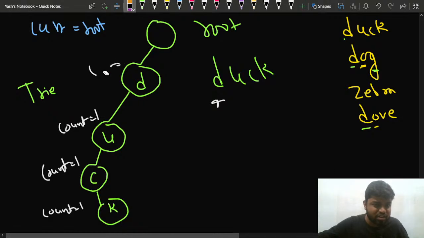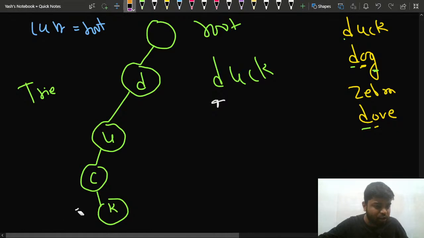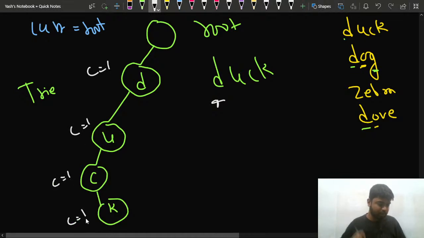To minimize things, I'll just write C is equal to 1 here for indicating that the frequency is 1. C is equal to 1 here, and here, and here. Perfect. Now what will happen?